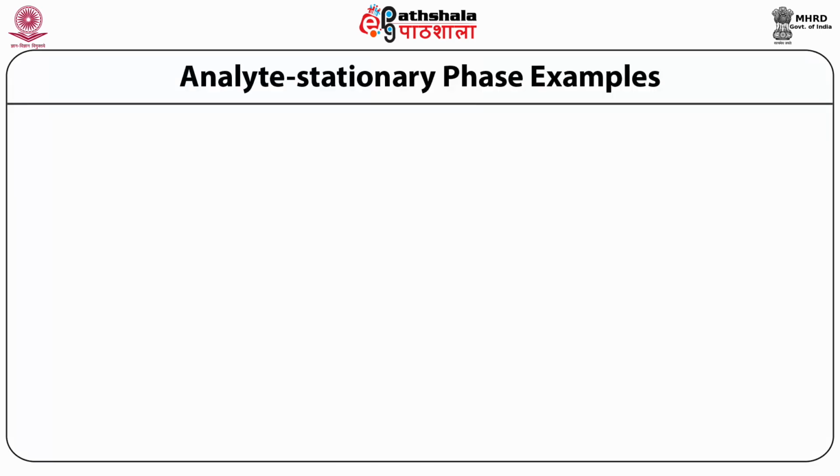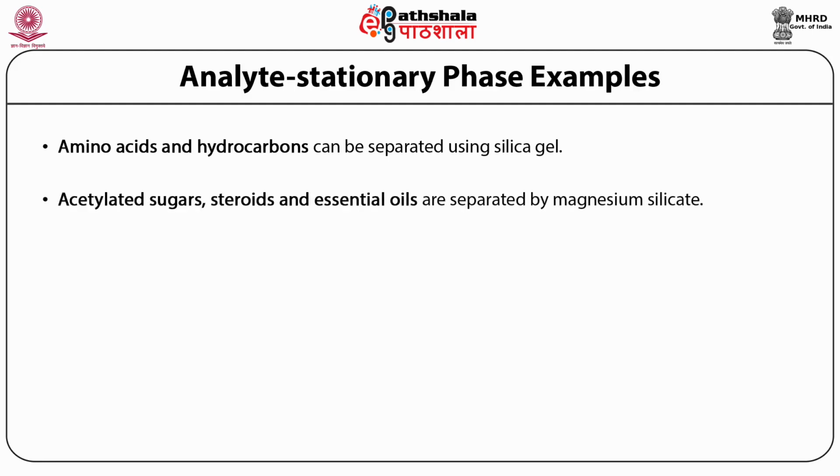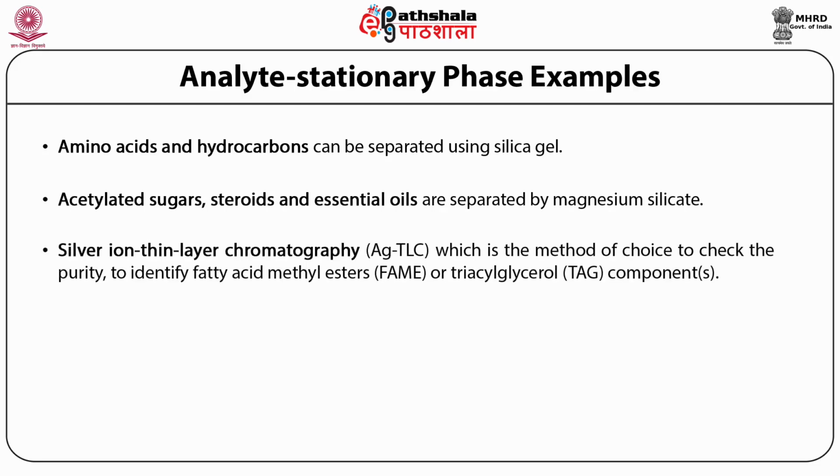Now let us see some stationary phase examples and the different kinds of analytes that can be separated using these different kinds of stationary phases. So for example, silica gel is commonly used for separation of amino acids and hydrocarbons. Magnesium silicate is used for separation of steroids and essential oils. And for fatty acid methyl esters, or for separation of triacylglycerol components, the method of choice to check the purity is silver ion thin layer chromatography.